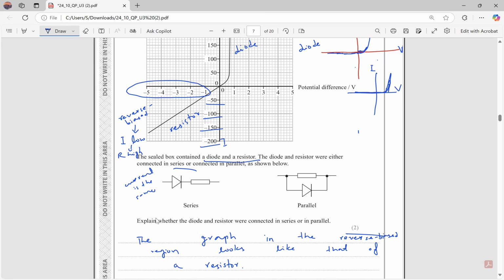Now, if the two things were connected in series and the diode was reverse biased, let's just draw a diagram here to make it easier to understand. So let's say this is the diagram: negative, positive, positive, negative, reverse biased. If this was in reverse bias, the diode would have a very high resistance and no current, or a negligible current, would flow. So the graph would look like this, or it would literally lie on this line.